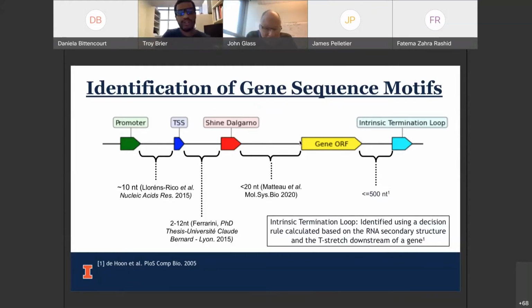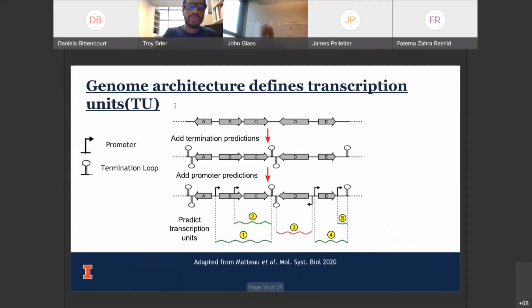And so I touched on the idea that the promoter and the intrinsic termination loop define the boundaries of transcription, the start and the end of it, which is how all information from the genome is converted to the next level, the transcriptome. And so what we can then do is use this genome architecture, as it's defined by these sequence motifs, to define transcription units.